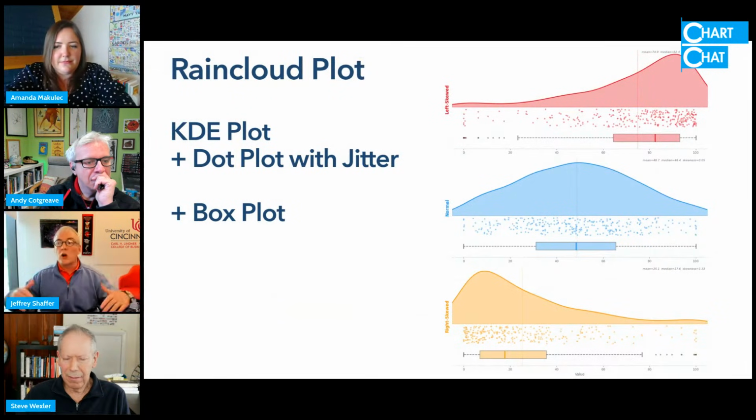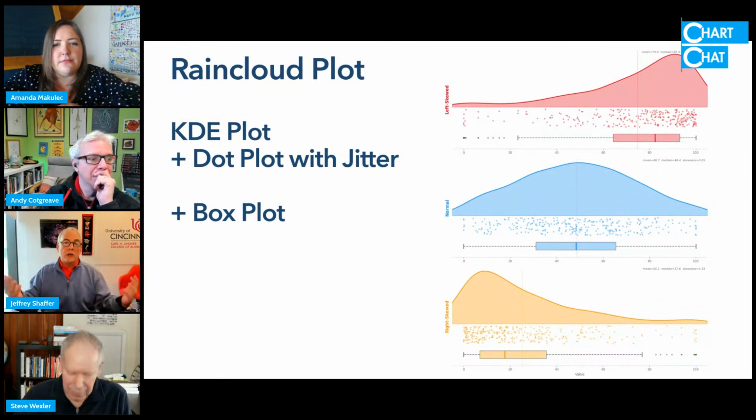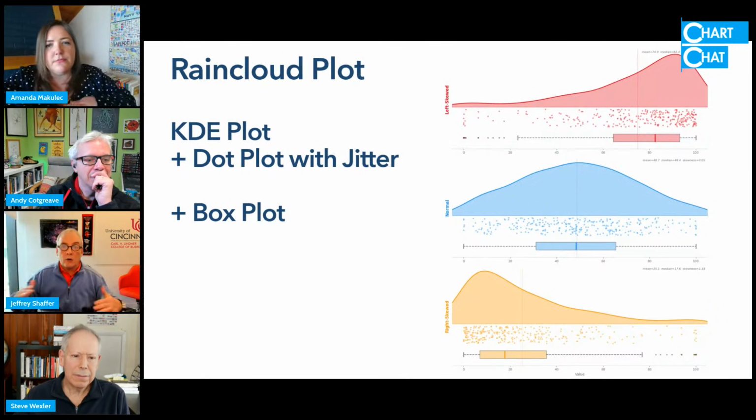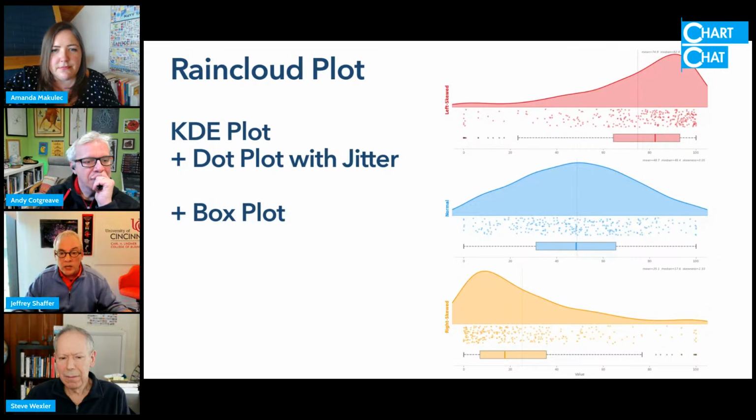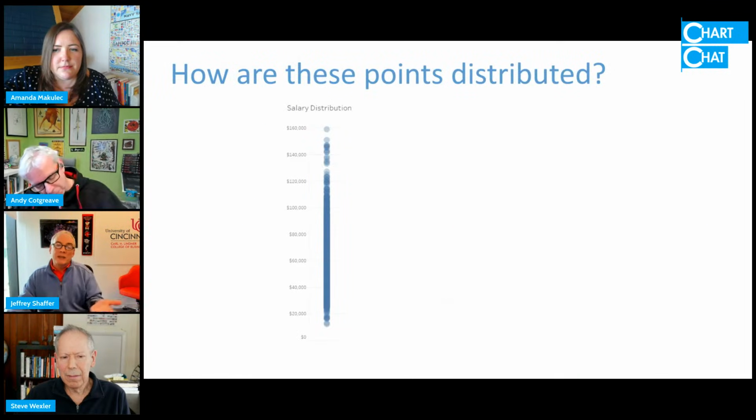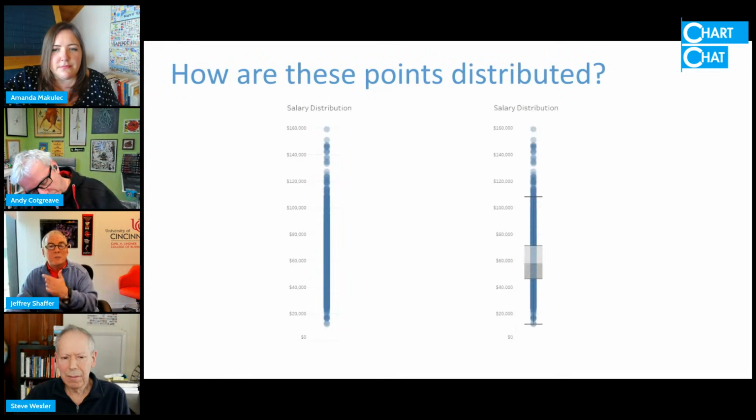There's something called a kernel density estimator, and you can do that with a violin plot or a half of a violin, or in this case, the top part, the half violin of the plot is your cloud. Your dot plot with jitter is your rain, and I put the box plot underneath it just to look at that. And you go back to something like this, the box plot helps me.